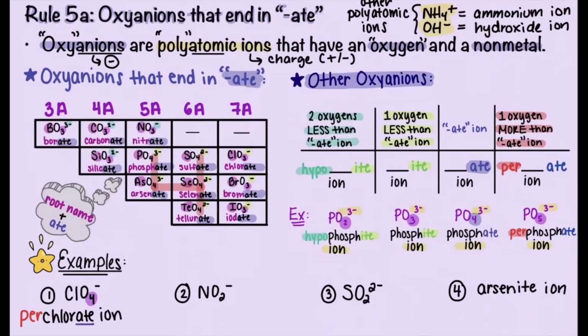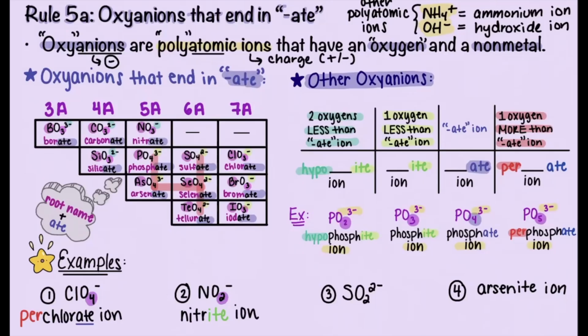What about the next one? NO2 negative. Well, the original is NO3 negative, which is nitrate. It's your OG. That's your original oxyanion. But if they removed an oxygen, so now we have one less, right? We went from a 3 to a 2. Now you're taking a bite of the ate, right? So now it's nitrite ion.